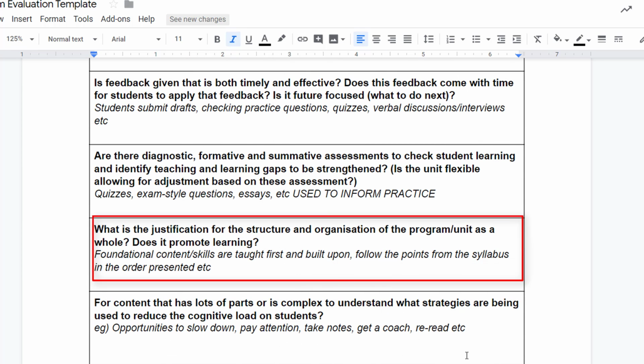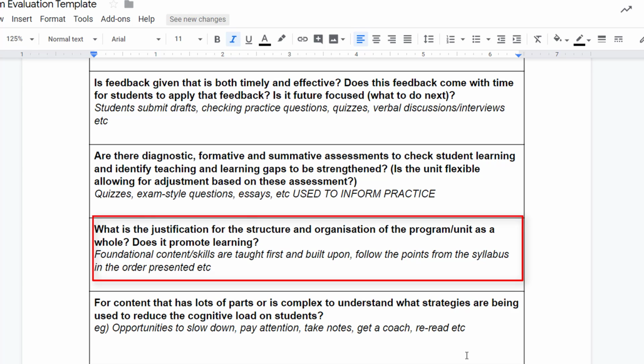The next question asks, what is the justification for the structure and organization of this unit as a whole, and does it promote learning? So what this means is, are the foundational skills and concepts at the beginning, those things that are prior knowledge and that you're going to build upon throughout this unit? Are they at the beginning, or are they halfway through or at the end? Do you have something at the beginning of the unit that actually requires the students to know something else that you're not going to teach for 3 weeks? If that's the case, then you need to go through your unit and restructure it.